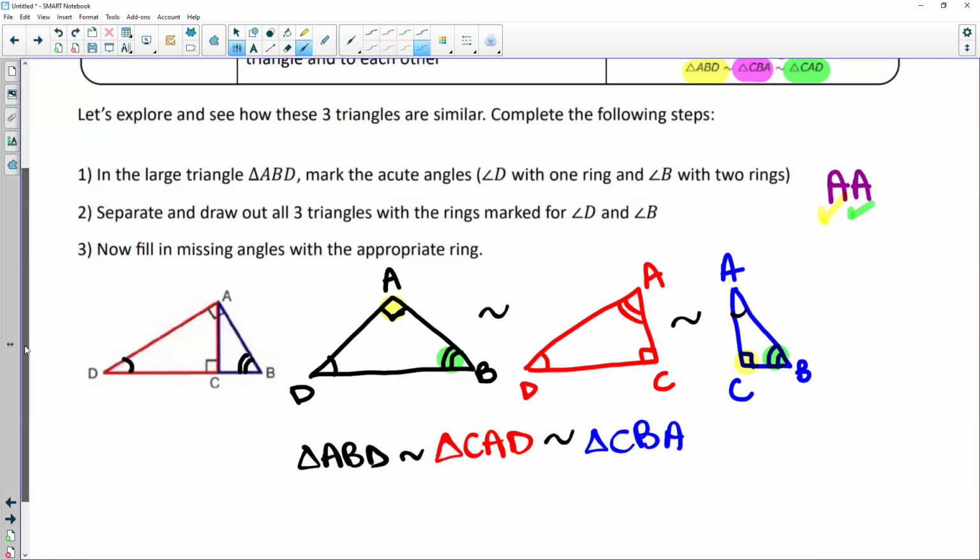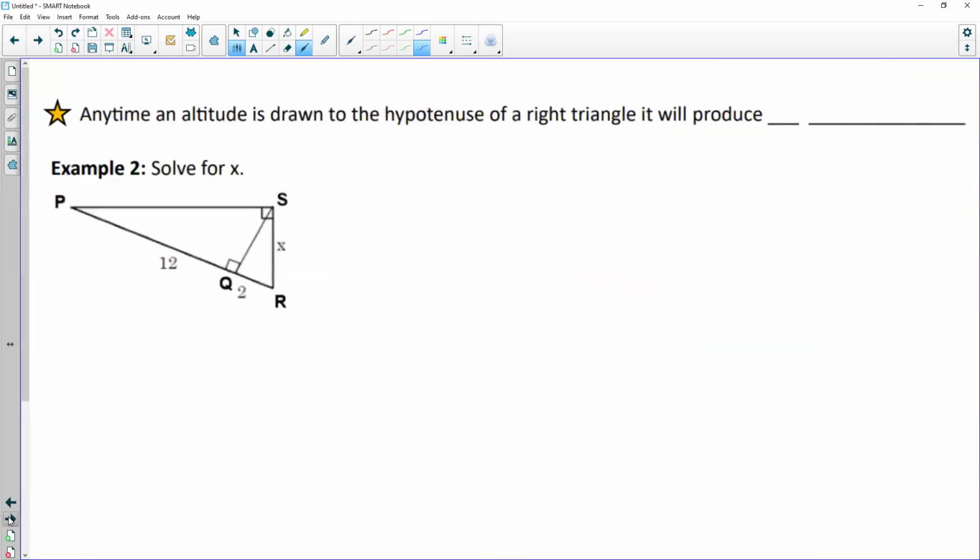All right. So let's get into what it is that we're actually going to be asking you guys to do now. And before we jump into that, let's review here and understand that anytime an altitude is drawn to the hypotenuse of a right triangle, it will produce three similar triangles. So again, anytime an altitude is drawn to the hypotenuse of a right triangle, it's going to create three similar triangles.